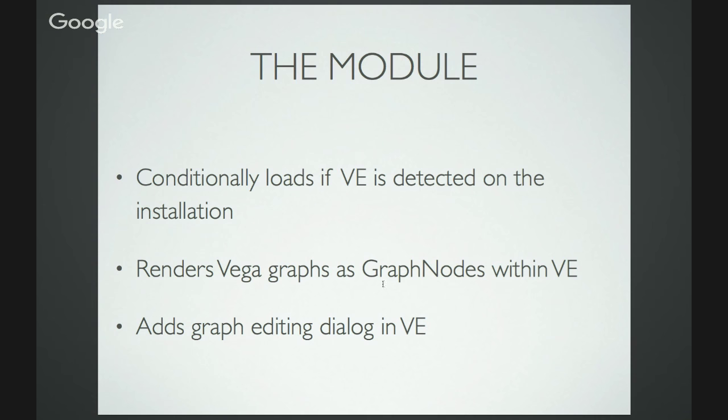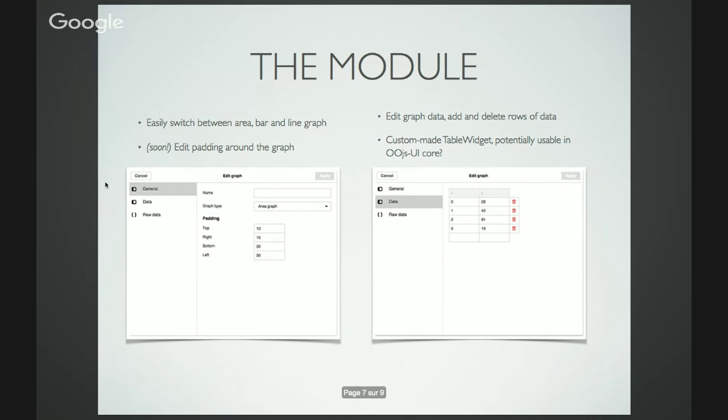So what does this dialog look like? Basically, now you can easily switch between an area, a bar, and a line graph. Those are the three graph types that are supported right now by the dialog. Others will come soon, but for right now, these are the basic ones.